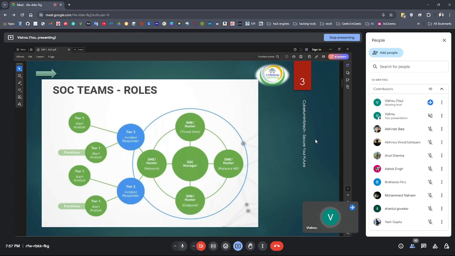So how many types are there, or what are the types of SOC? We have talked about external SOC, internal SOC, virtual SOC, co-managed SOC, and global SOC. In external SOC, it is something like a third party. Say there is a startup company, and now this startup company has to look after its cyber security, so they can hire some extra company whose work is monitoring cyber security as a SOC company. So this is called a third party.